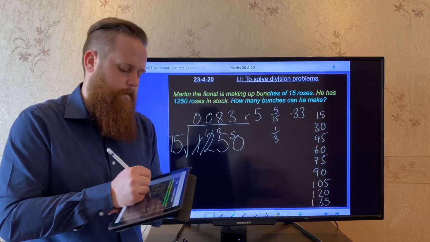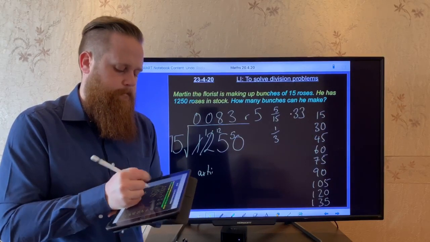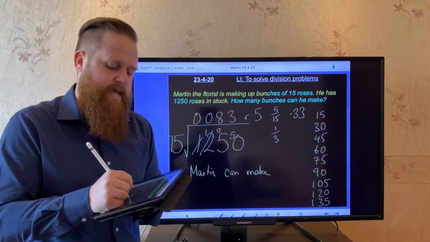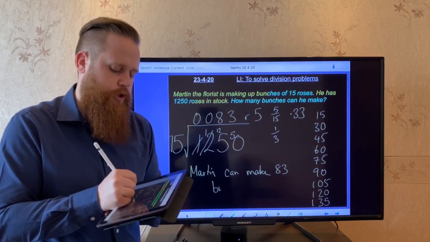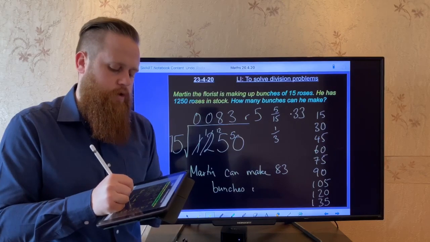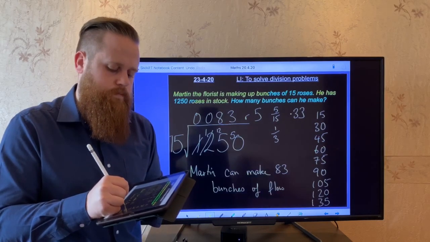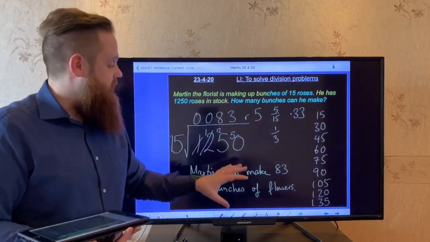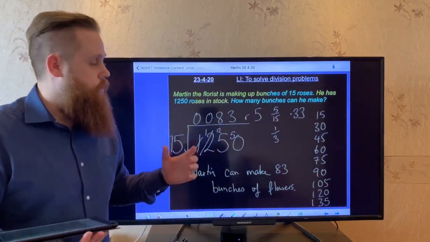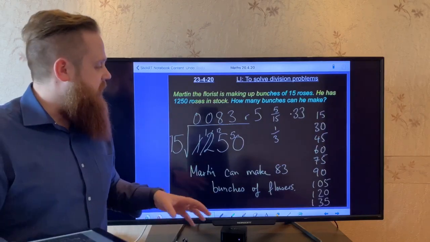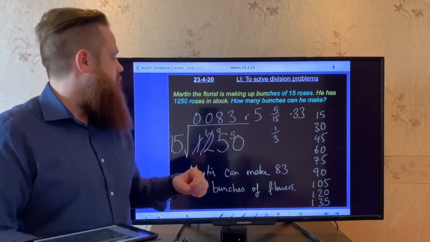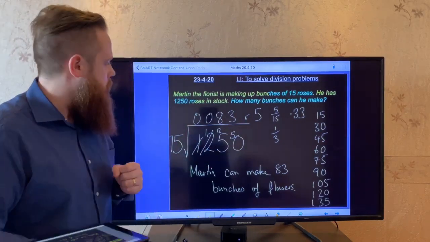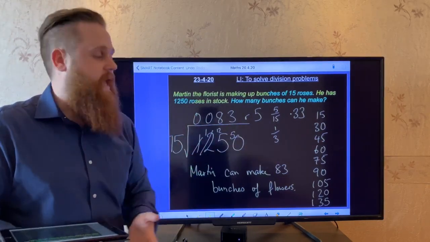Martin can make 83 bunches of flowers. And there we go. Martin can make 83 bunches of flowers. I've answered it, my mathematics is there, done, okay? And if I was to times 83 by 15, I should get close enough to here, obviously with 5 left over. So you could check that by using the multiplication.